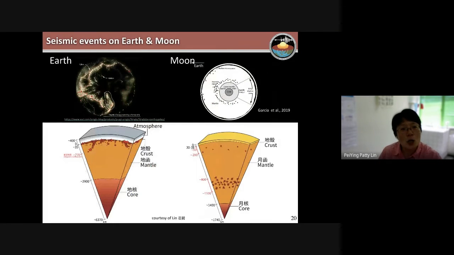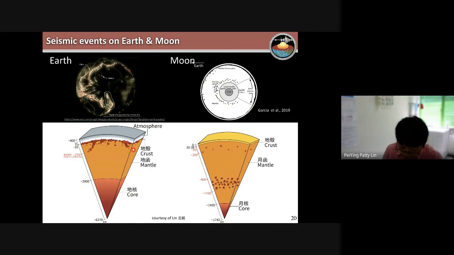And then first, let's compare the difference of the seismic events between Earth and Moon. So this is a cartoon plot made by Pei-Ying Lin in my group. Here is the Earth, with radius from 0 to about 6,000, and this is the Moon, from 0 to the center of the Moon, about 700 kilometers.